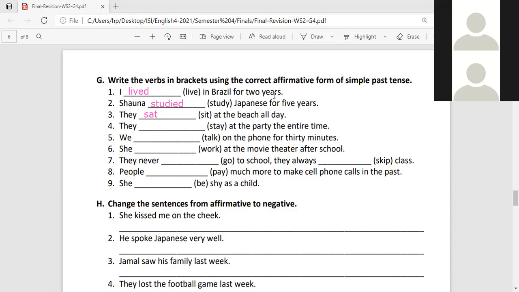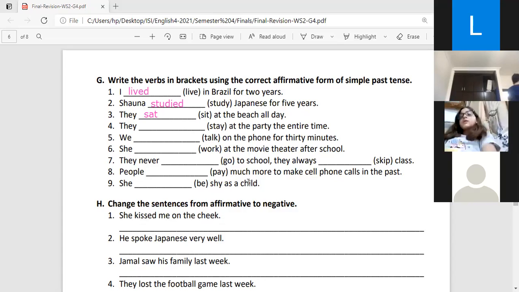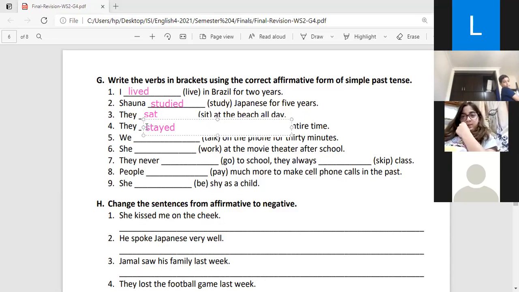Miss, can I do the fourth one? Lana again. They stay at the party the entire time. We put only ED because we have a vowel. Vowel, not consonant. Vowel letter before the Y.